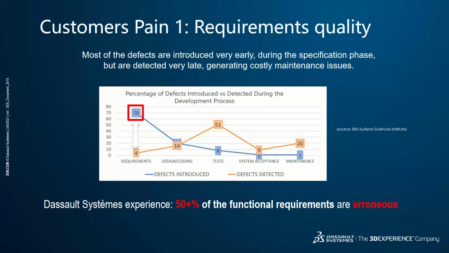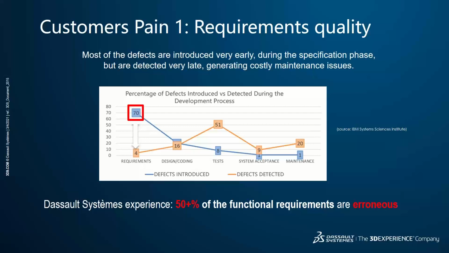70% of the errors created during a project are in the requirements. And only 4% are detected through the traditional way, which is reviews. So in a nutshell, reviews don't work. Writing requirements in natural language is a great way to create a lot of problems.